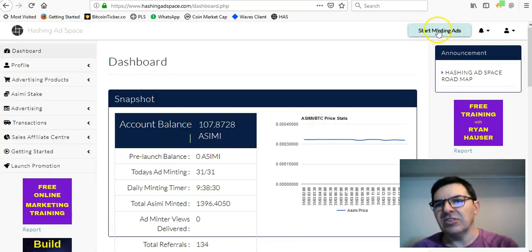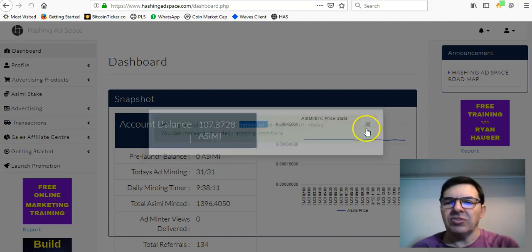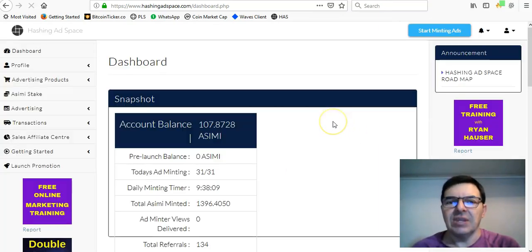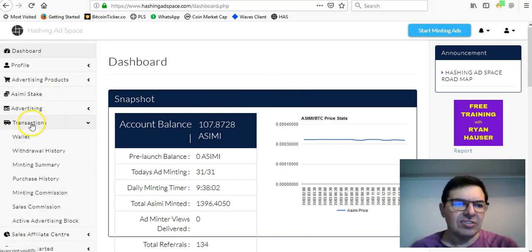So here you can see start minting ads. If you click on that, then you will watch an ad for 7 seconds. Okay, here you can see I've already watched all my ads, and they call it minting. So they say here you have minted all your ads for today. So instead of mining, we're basically minting this cryptocurrency, Asimi. And you can see the transactions.